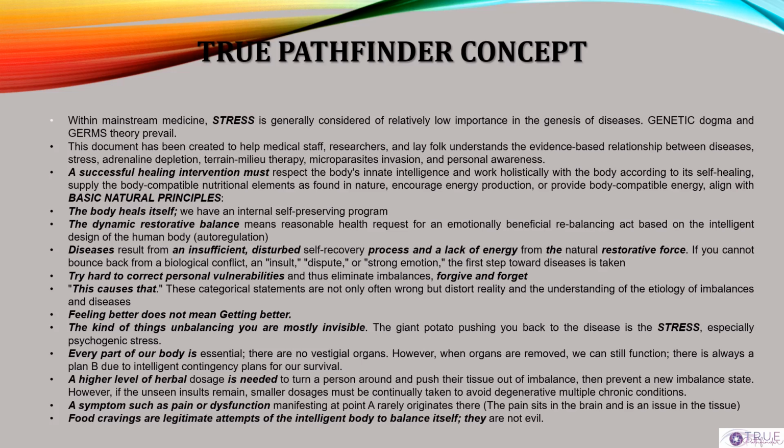Higher levels of herbal medications might be needed to turn a person around and push their tissue out of the imbalance and prevent a new imbalance state. However, if the unseen psychogenic conflicts and insults remain, smaller dosages must be continually taken to avoid degenerative multiple chronic conditions from developing.